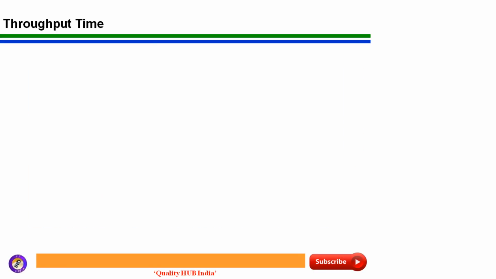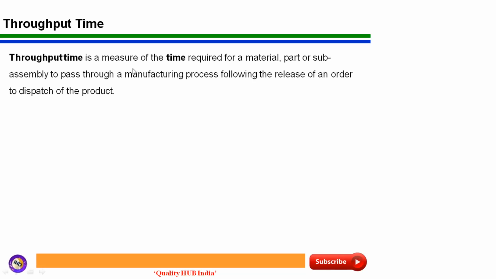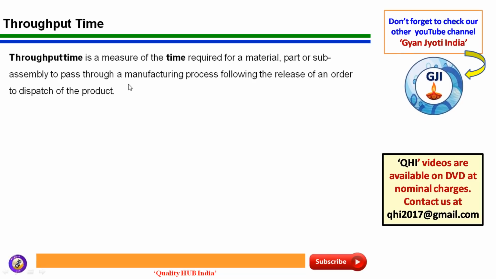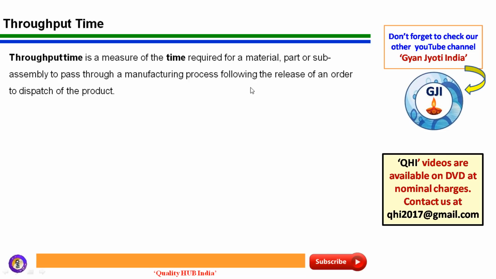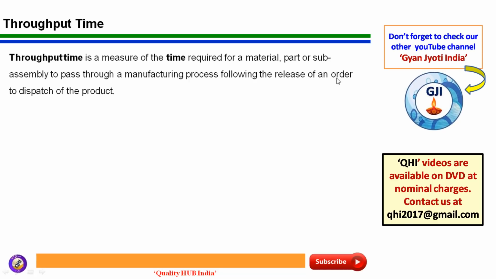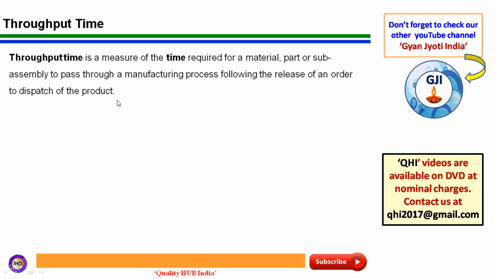Friends, now let's understand what is throughput time. So throughput time is a measure of the time required for a material, part or sub-assembly to pass through a manufacturing process following the release of an order to dispatch of the product. So we can see over here, our throughput time starts when the order is received from the customer to manufacture the product, and it ends once our production is done and we are ready to dispatch the product.